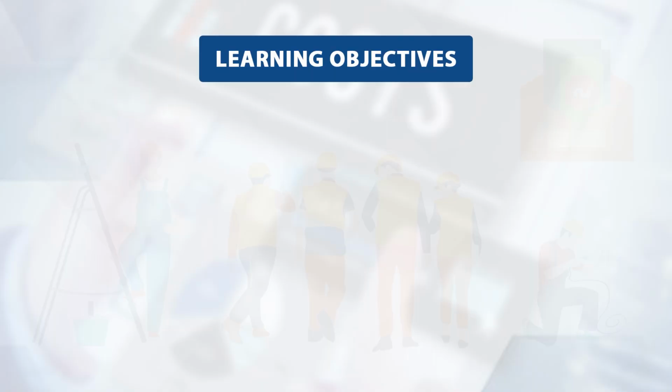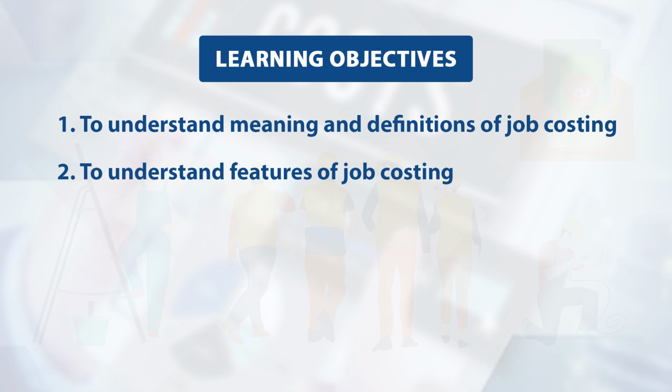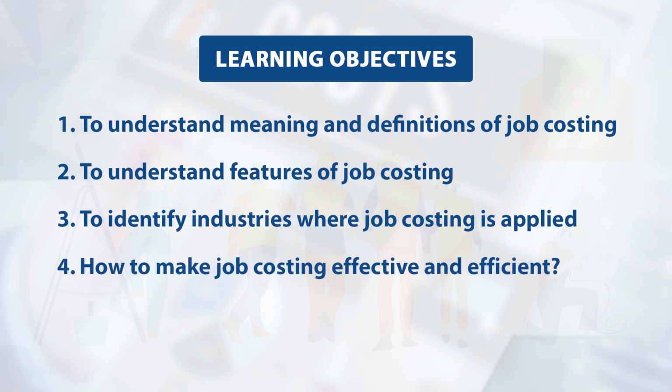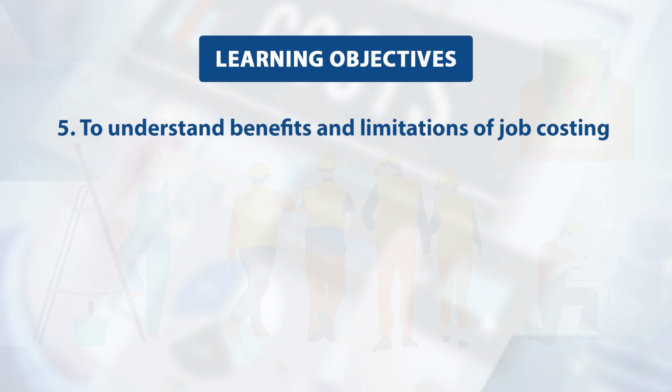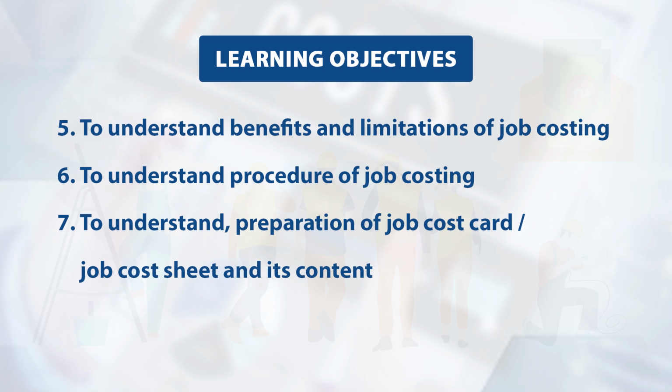Its learning objectives are: number 1, to understand meaning and definitions of job costing. Number 2, to understand features of job costing. Number 3, to identify industries where job costing is applied. Number 4, how to make job costing effective and efficient. Number 5, to understand benefits and limitations of job costing. Number 6, to understand procedure of job costing. And number 7, to understand preparation of job cost card or job cost sheet and its content.